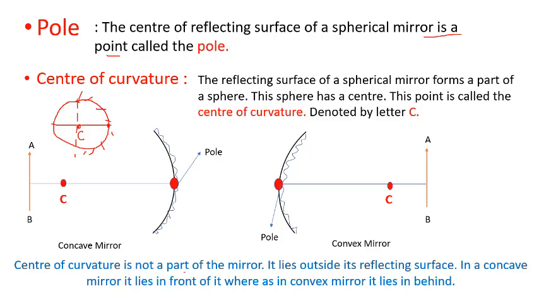The center of curvature is not a part of the mirror. It lies outside the reflecting surface. In a concave mirror, it lies in front of it, whereas in a convex mirror, it lies behind. Now you see, in concave, it lies in front of the reflecting surface, and in a convex mirror, it lies behind the reflecting surface. So it is not a part of the mirror. If any question is asked, you can directly say the center of curvature is not a part of the mirror.